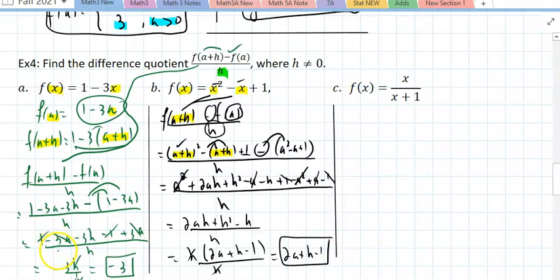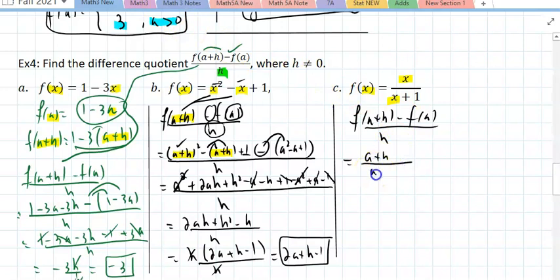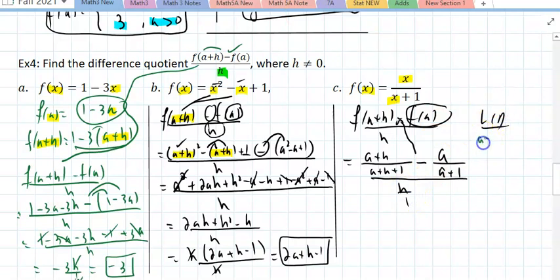And the last of these examples would be the last problem. If I find f of a plus h minus f of a over h, f of a plus h, here we're going to replace it in two places. That's going to be a plus h over a plus h plus 1 minus, what's f of a? A over a plus 1 all over h. This is a complex fraction. The LCD is a plus h plus 1 times a plus 1.